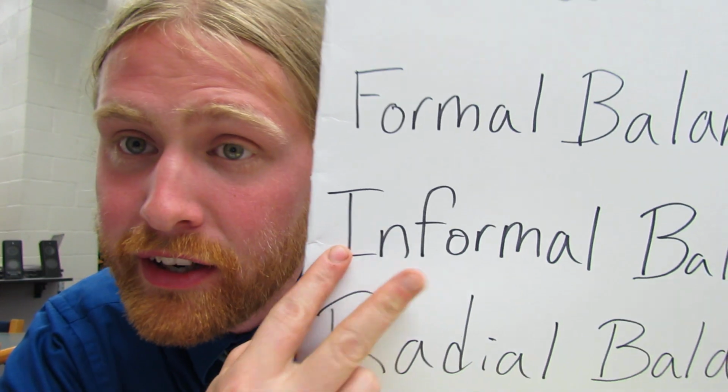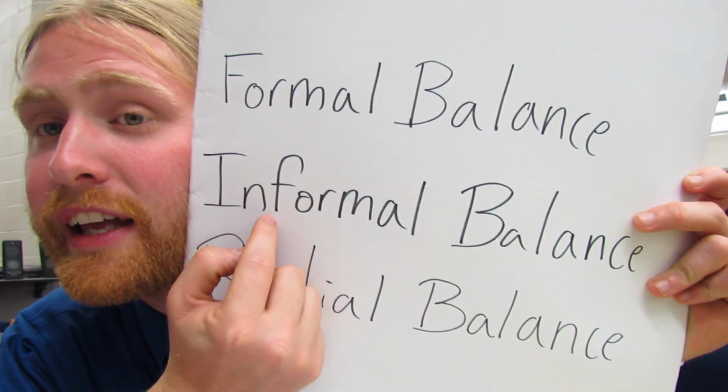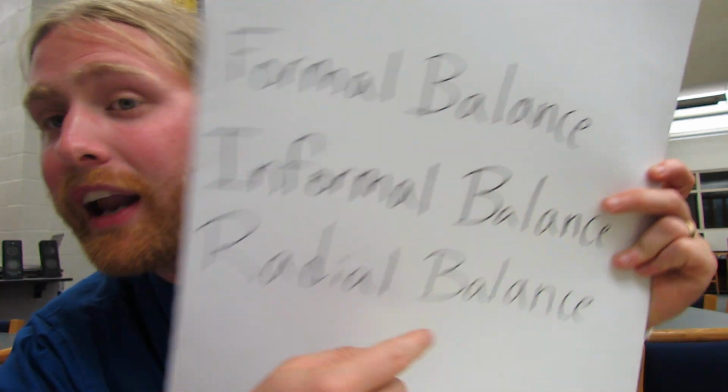All right, so the next one though is informal balance. Here it is right here, two letters different. Informal, I-N-F-O-R-M-A-L, balance. Informal balance happens when two different objects seem to have the same visual weight. The weight is suggested by the colors, or the hues, values, intensities, and shapes of those objects. It's also called asymmetrical balance.